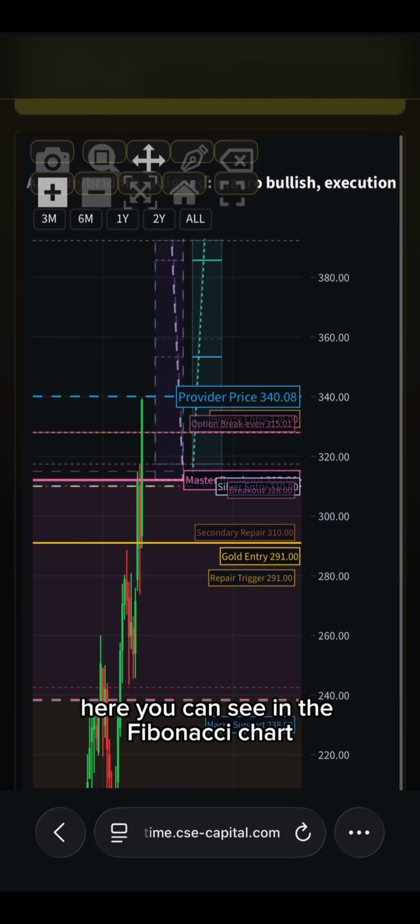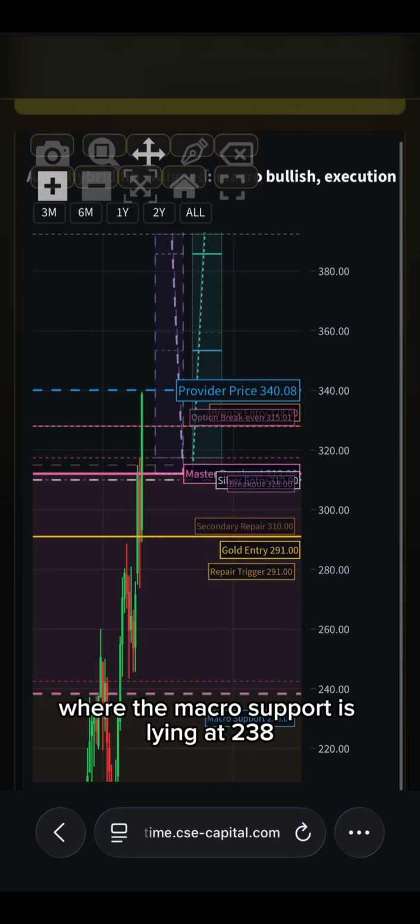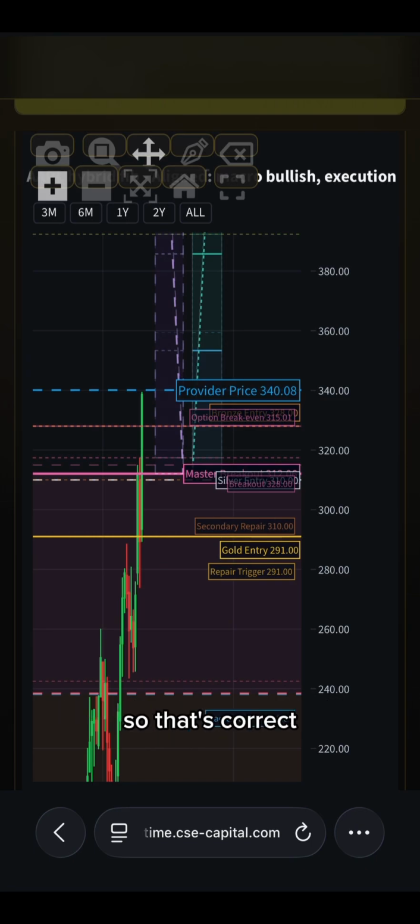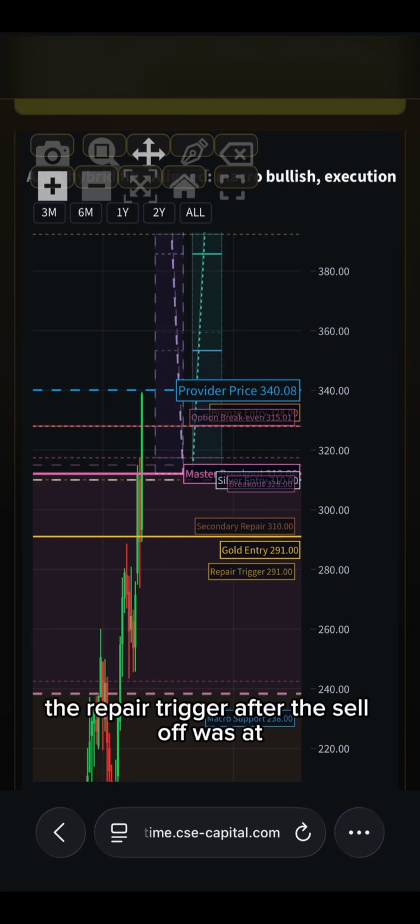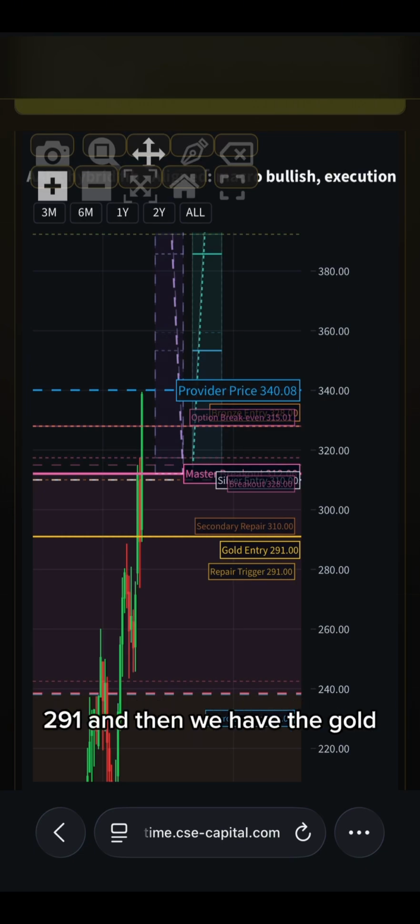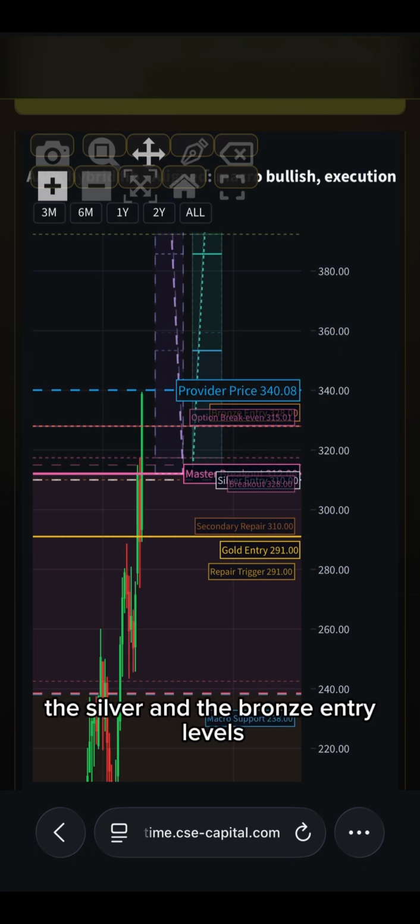Here you can see in the Fibonacci chart where the macro support is lying at 238. So that's correct. The repair trigger after the sell-off was at 291, and then we have the gold, the silver and the bronze entry levels.